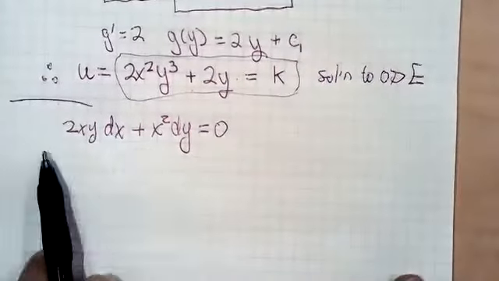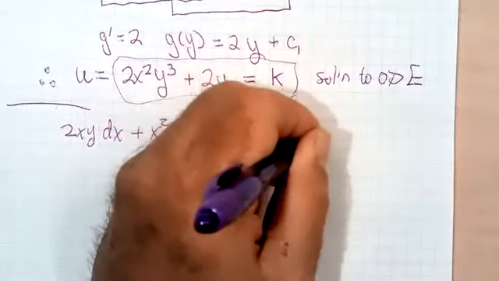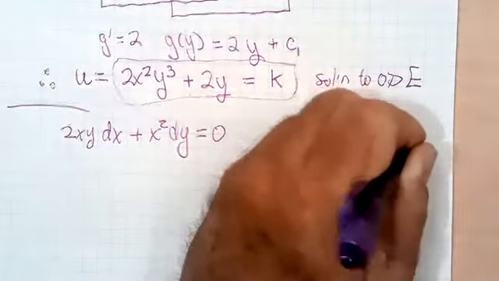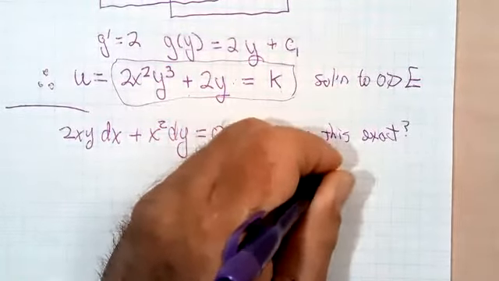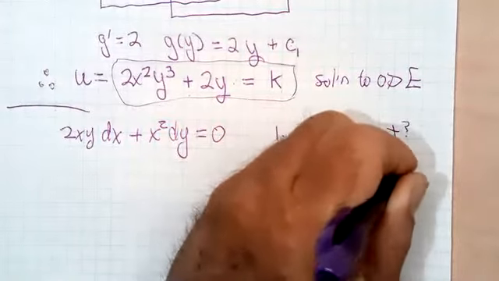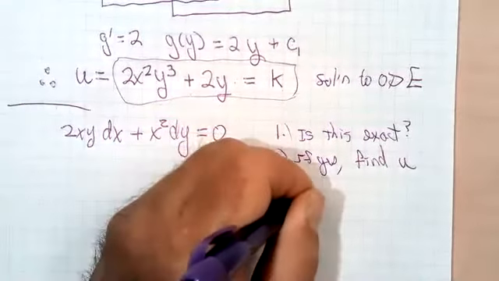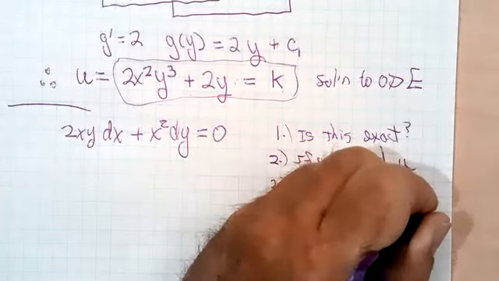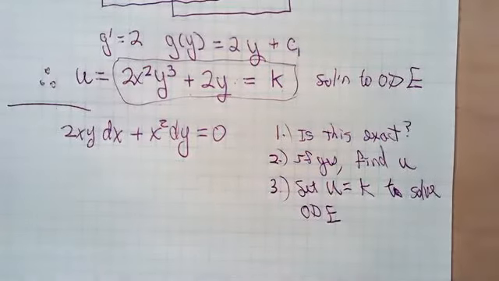Okay, so I have to answer really 3 questions. Number 1, is this exact? Number 2, if yes, find the function u. And then 3, set u equal to a constant to solve the ODE. That's the big picture here. So the first question I want to ask, is this even exact?